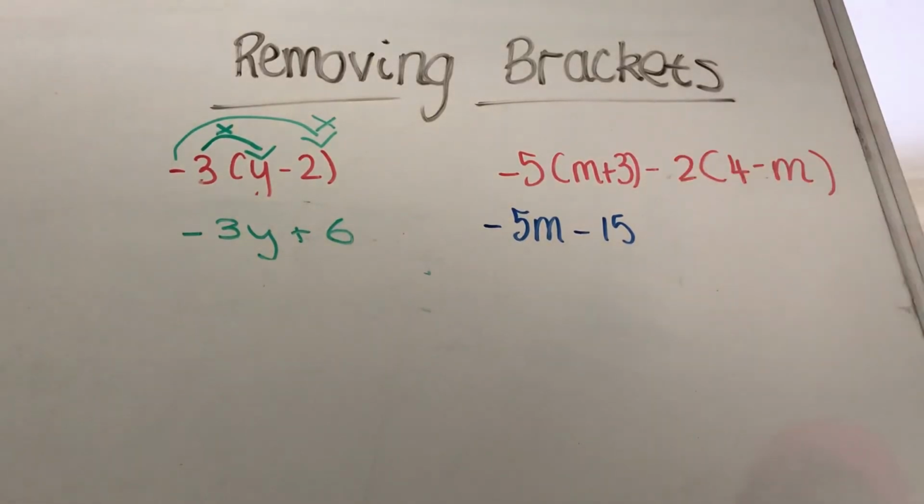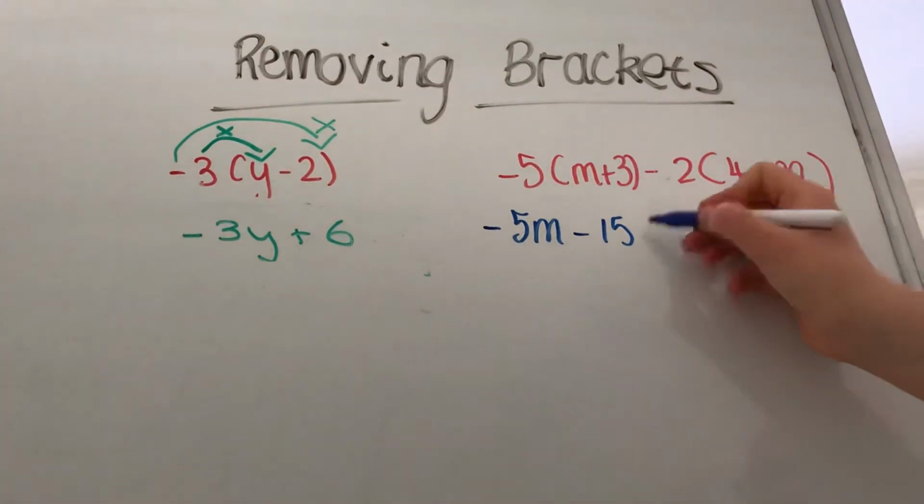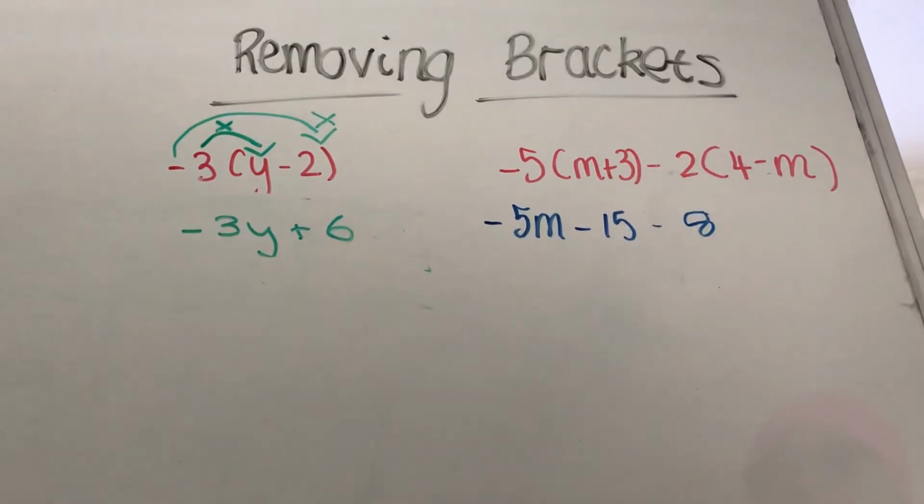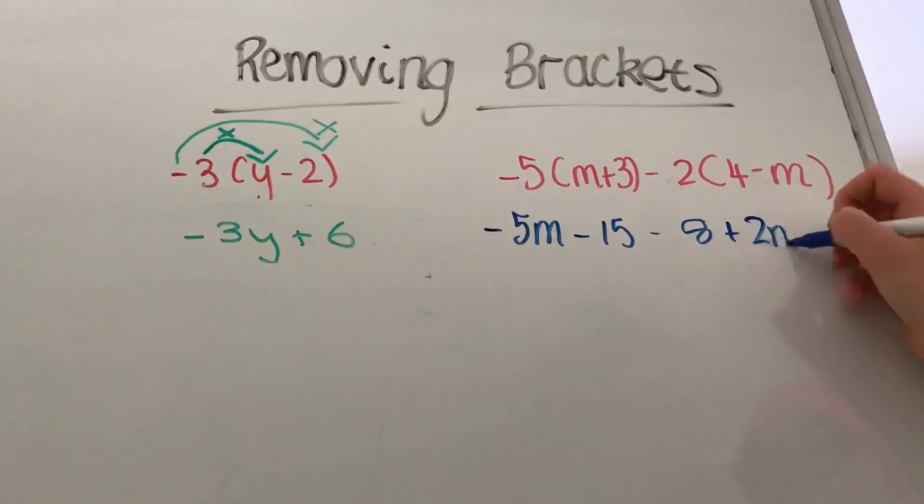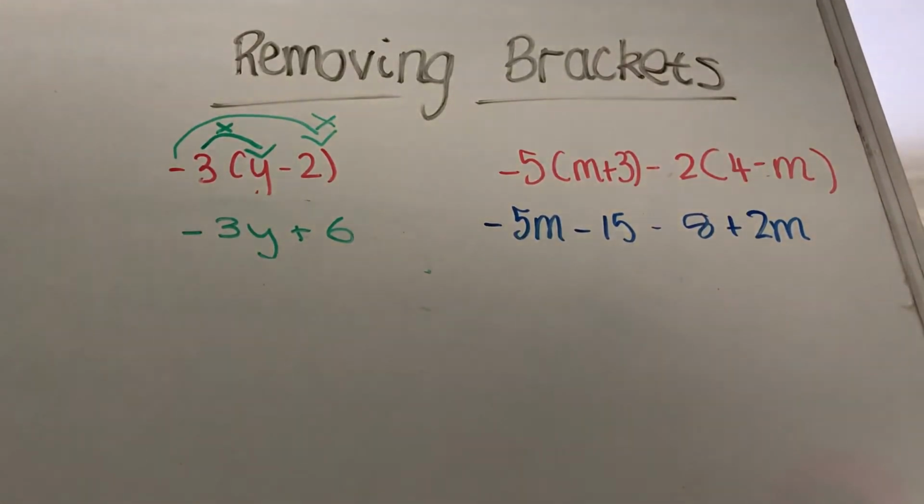So what's -2 times 4? -8. So now we know that subtraction sign there is good. And then -2 times -m, that's a negative times a negative, so it's going to be a positive, so plus 2m. And then, like I said, we're going to be simplifying this.